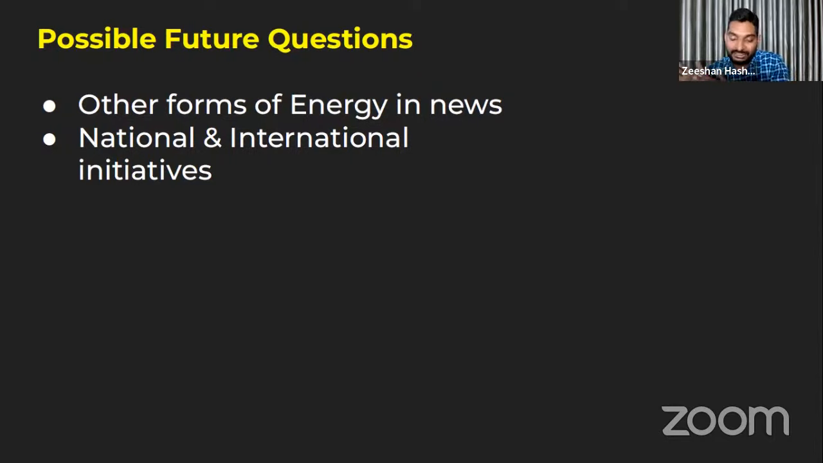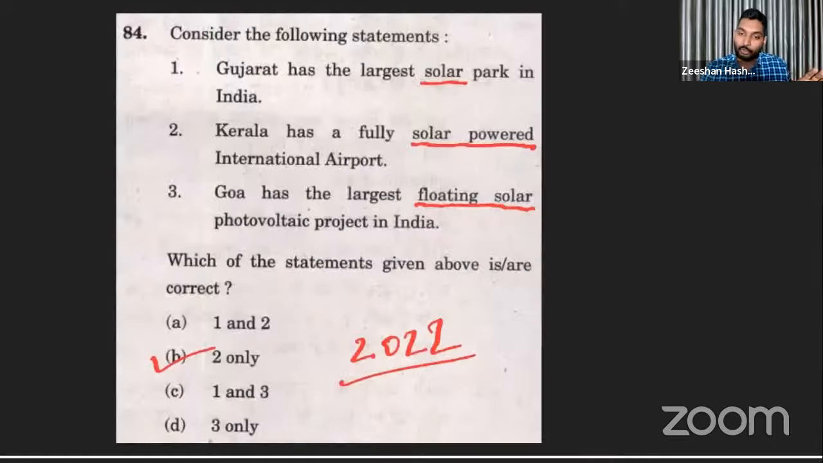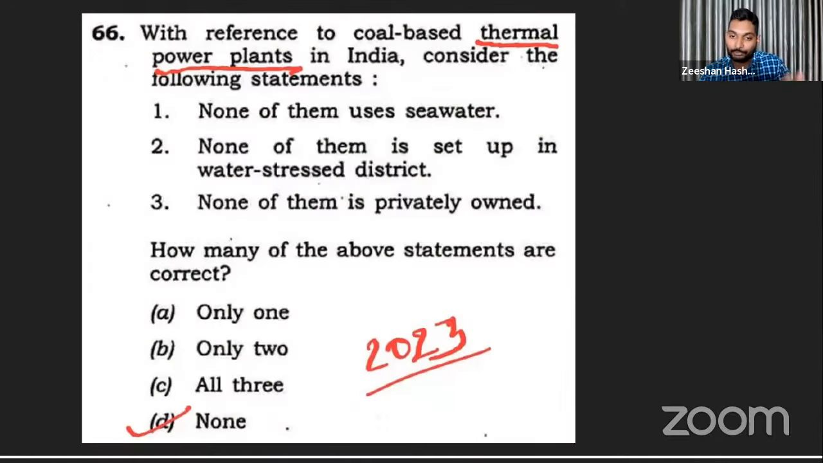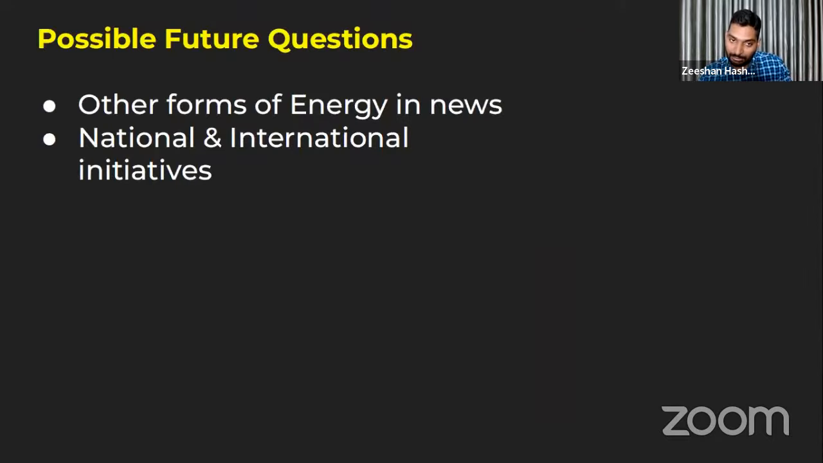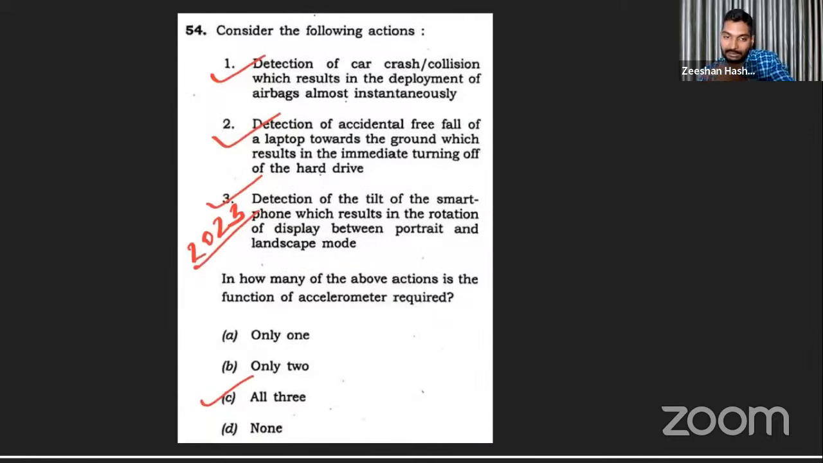That may be tidal energy, wind energy, and so on, along with national and international initiatives being taken for these alternative forms of energy. Now, that is the bare minimum expectation from us, keeping in view the PYQ anchoring being followed by UPSC in the past few years. Let's quickly move ahead.